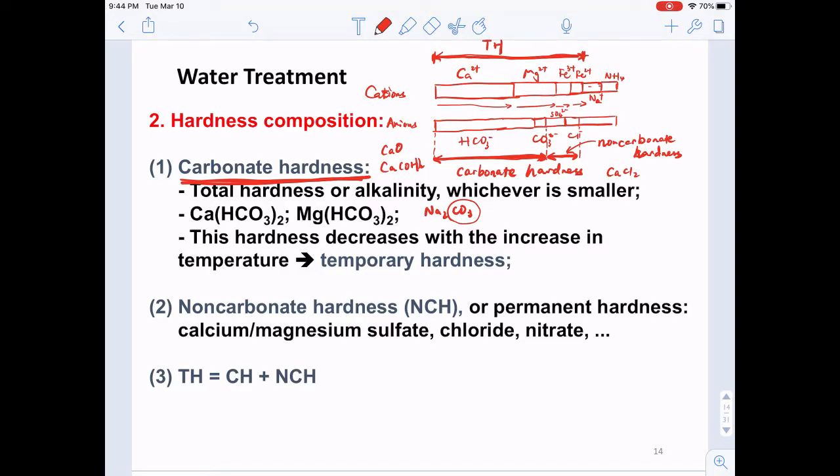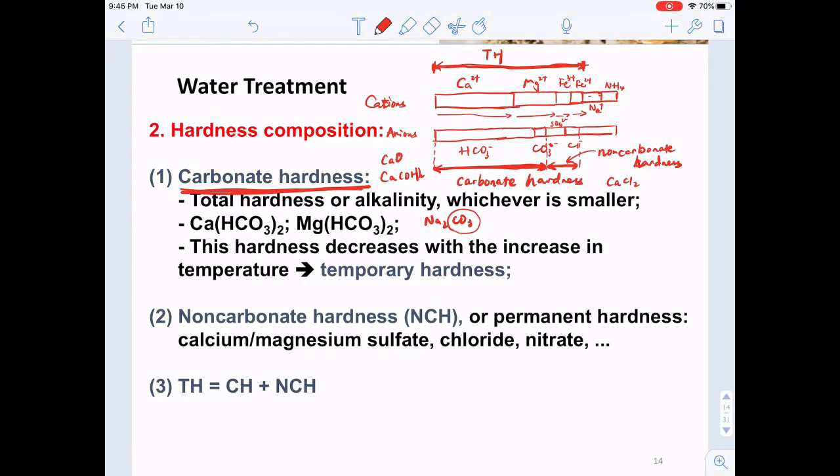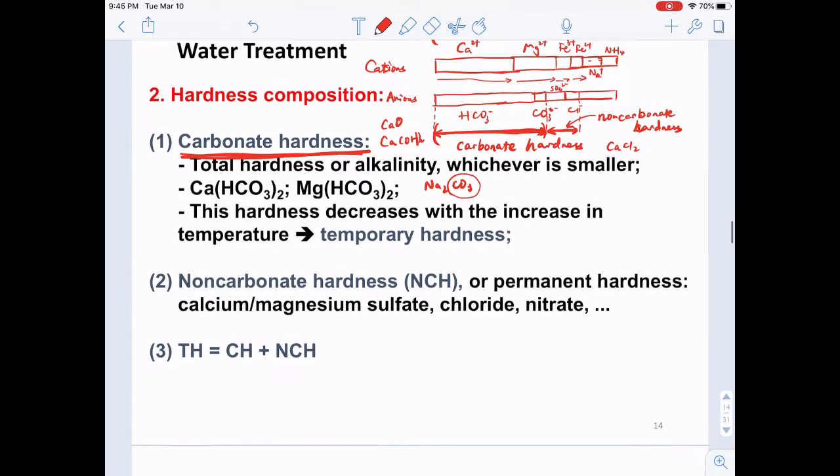Okay, so this is the total hardness or alkalinity, whichever is smaller. For example, in this example here, we see that the total hardness is this long, while the alkalinity is this long, because alkalinity is contributed by the bicarbonate ion or carbonate ion here, right? So you can see that this carbonate hardness is contributed by this alkalinity. Under this situation, alkalinity is smaller than total hardness, so the alkalinity is equal to the carbonate hardness.